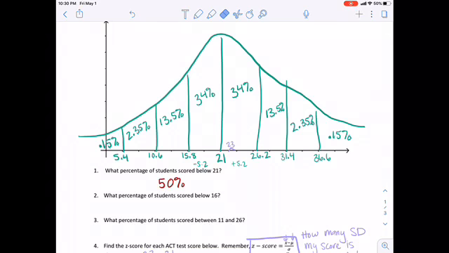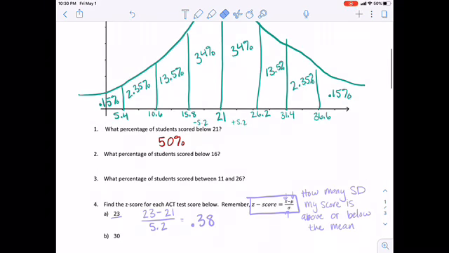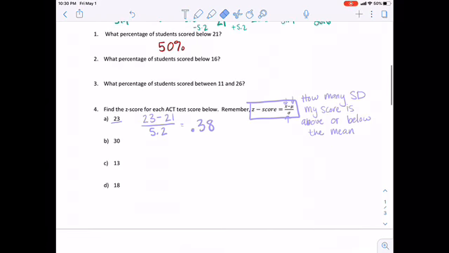So once you know that, I'm going to let you go ahead and find the rest of the z-scores here on this first page. Once you've done that, tune into my next video and I'll show you how to do the second page.